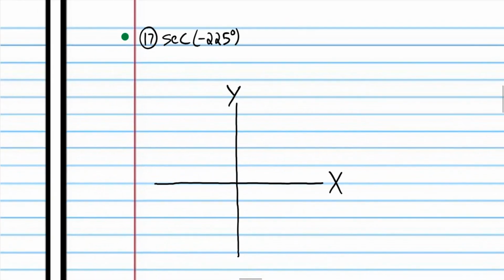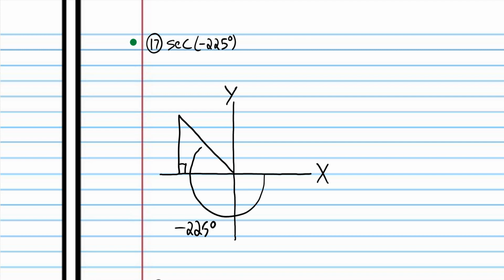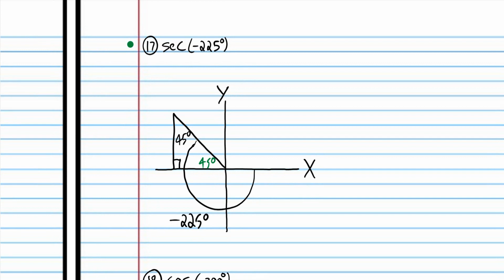Okay, we're back. So I'm going to rotate -225 degrees, which gets us about there. And the reference angle is 45 degrees, which means that this angle must be 45 degrees by the triangle sum theorem. So this side is going to be negative b, this side is positive b because it's above the x-axis.